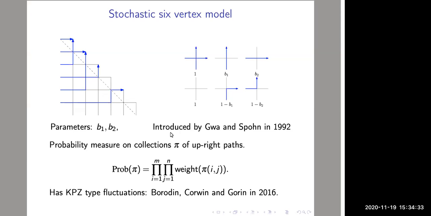This model was originally introduced by Gwa and Spohn in 1992, this special version of the 6-vertex model with these weights. And it was proven to have KPZ type fluctuations by Borodin, Corwin, and Gorin in 2016.